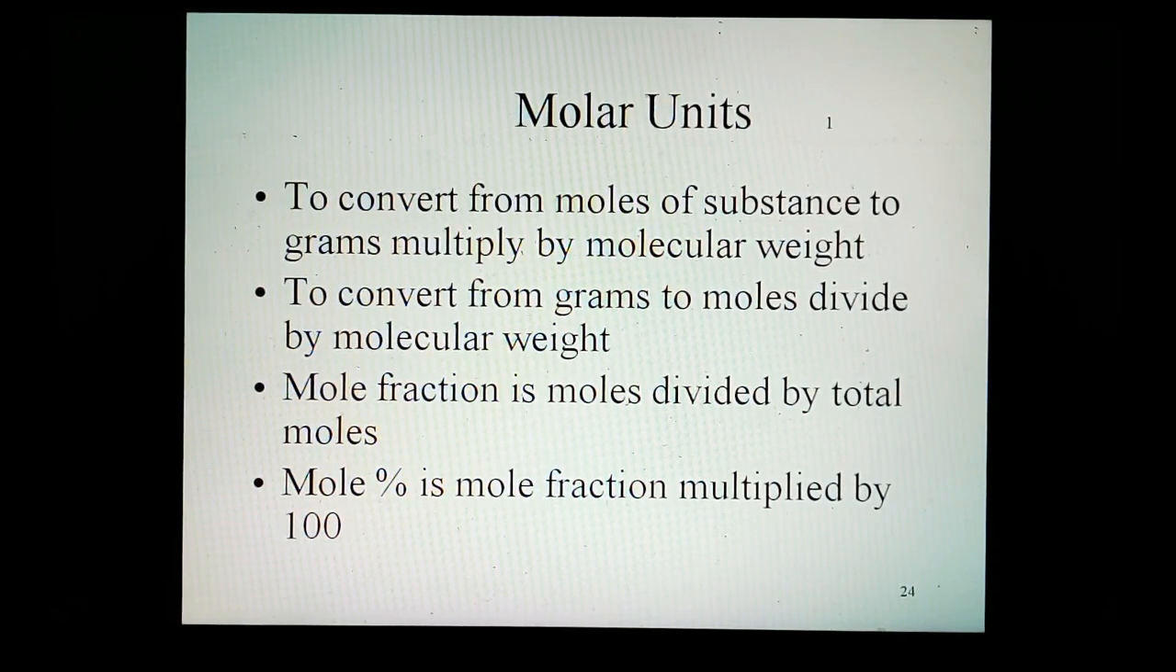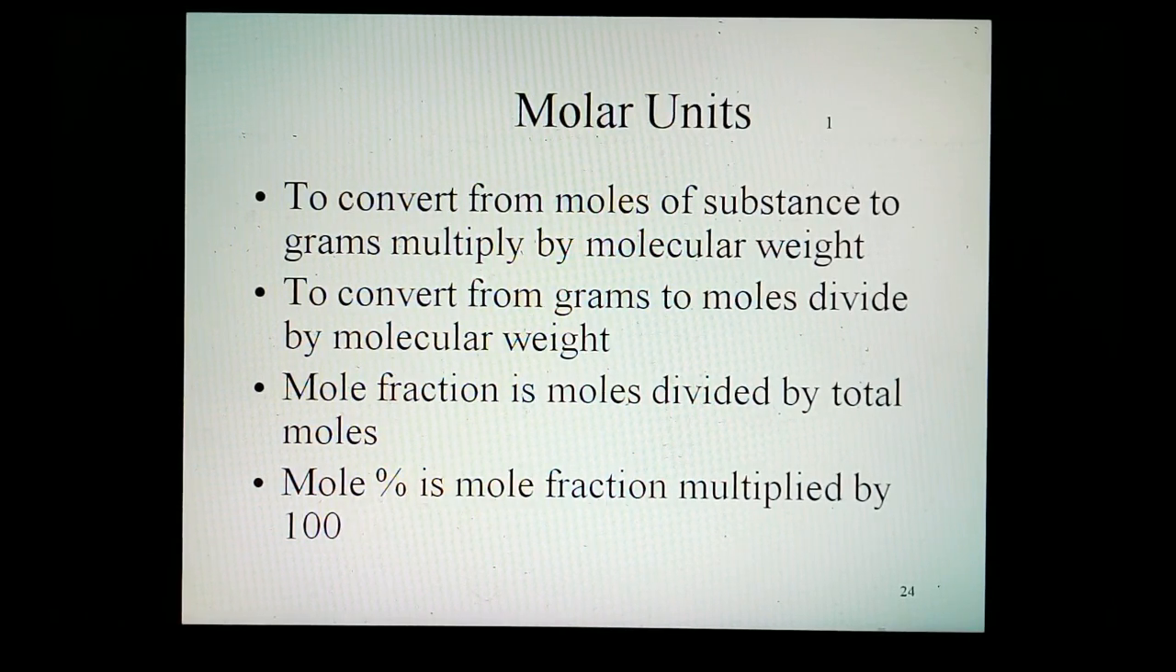To convert from moles of a substance to grams, multiply by the molecular weight. To convert from grams to moles, divide by the molecular weight. Mole fraction is moles divided by total moles. Mole percent is mole fraction multiplied by 100.